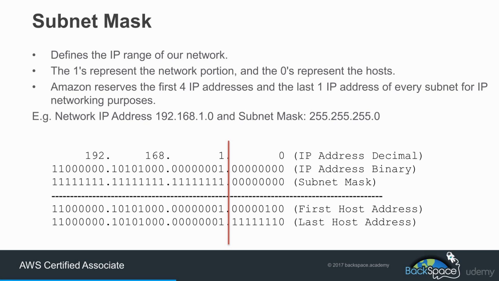So our network range of addresses there will be 192.168.1.4 up to 192.168.1.254. And so they're the range of IP addresses within that network based on that subnet mask. So if our subnet mask was 255.255.0.0, then we would have a significantly larger amount of addresses available to us within that network.